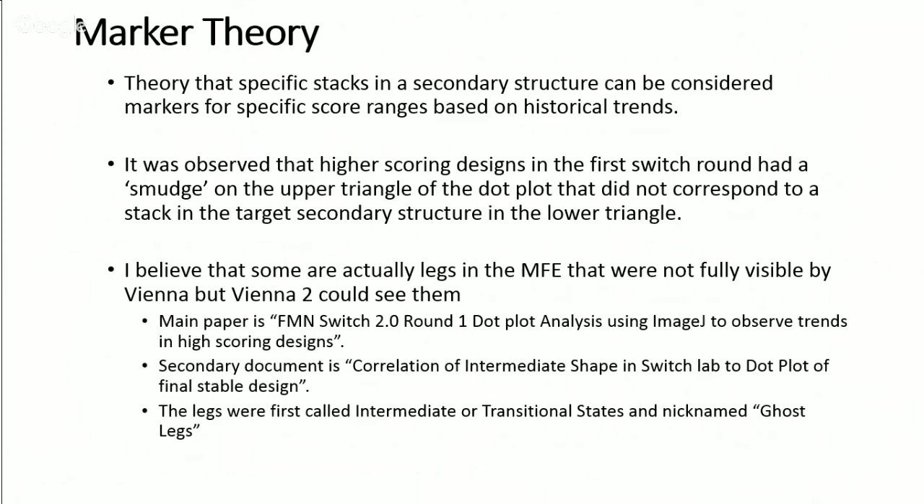The main paper discussing this is my FMN Switch 2.0 dot plot analysis using ImageJ to observe trends in high-scoring designs. The other document is a correlation of intermediate shape and switch lab to dot plot as final stable design, which is also available on my player page. The legs that weren't fully visible were called intermediate or transitional states, and given the nickname ghost legs. So if you ever hear anybody say ghost legs, they're the legs that are the intermediate shapes, and I'll explain that more in these next slides.